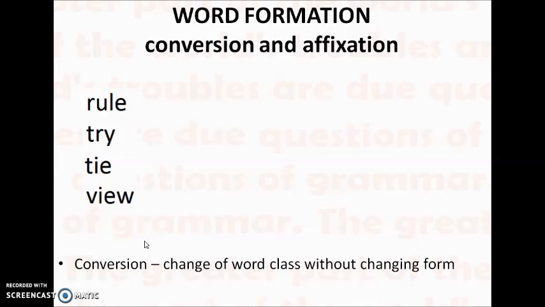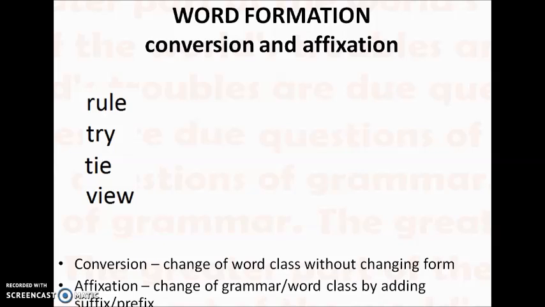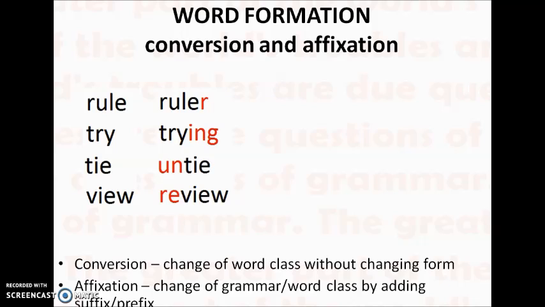On the other hand, when forming new words through affixation, you need to change the form of the word by adding a new beginning or a new ending. For example, by adding the ending -r to the word rule, we create a noun, ruler. A ruler is a person who rules, like a king. By adding the ending -ing to the word try, we get the adjective trying. Trying means difficult.